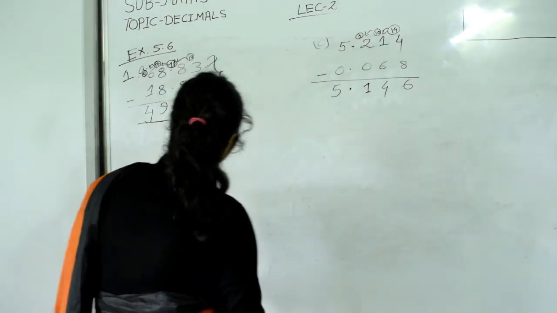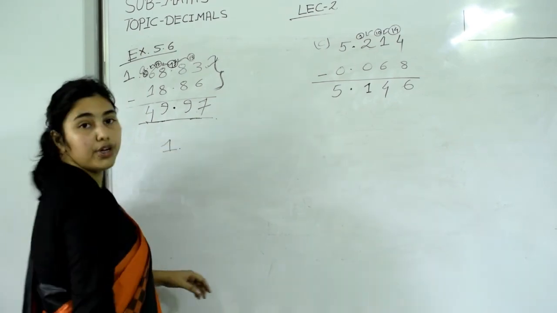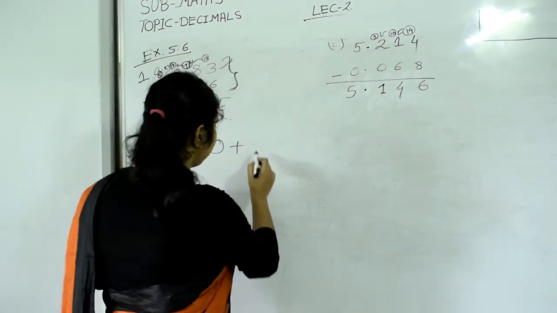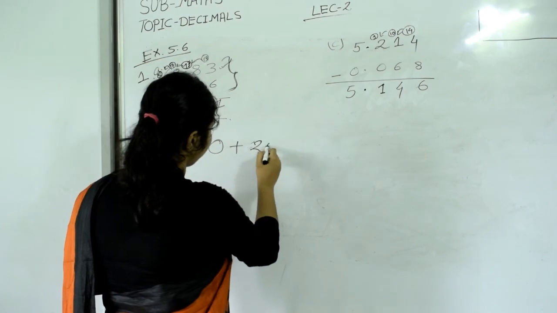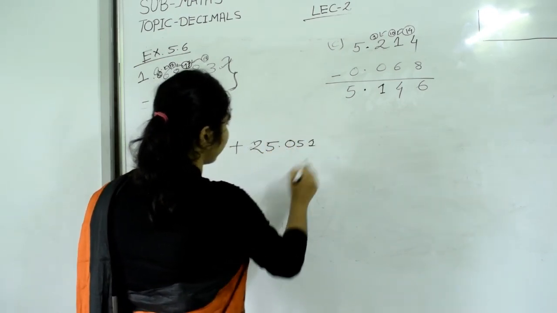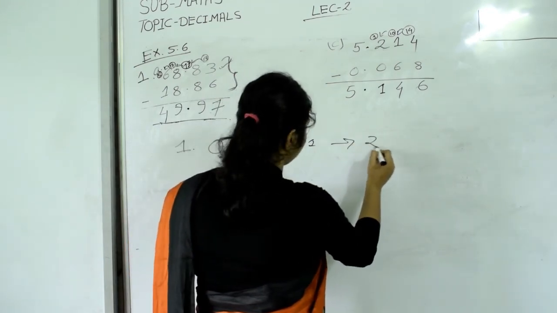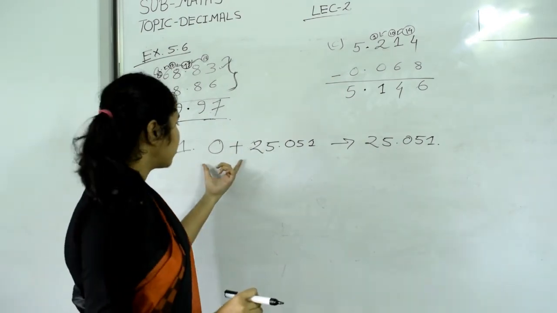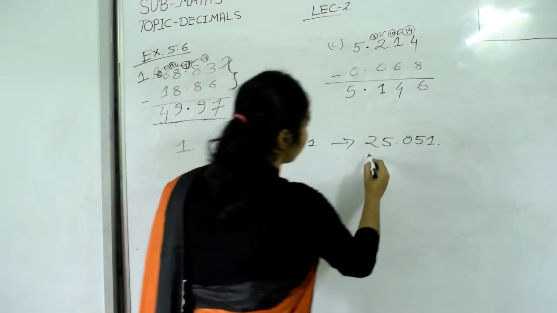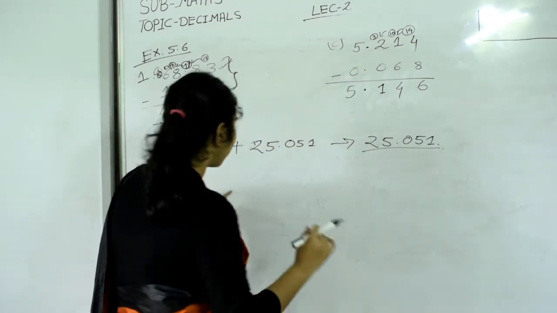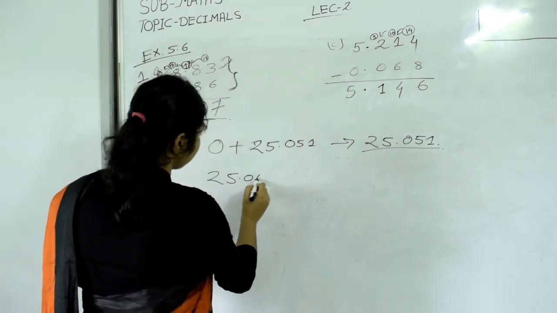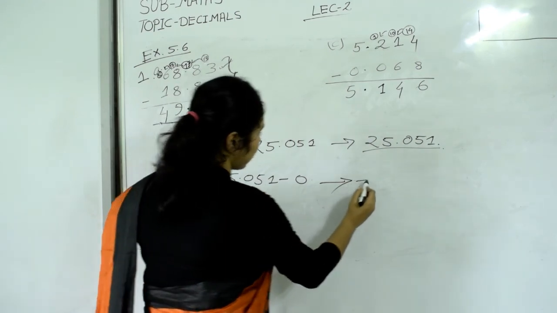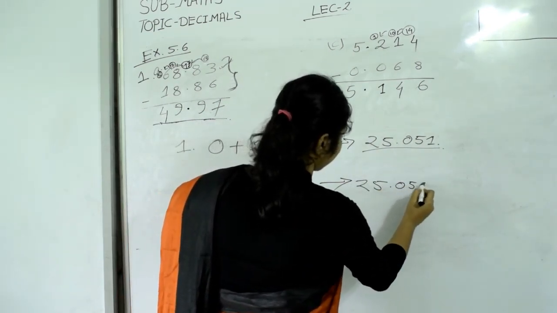Now, one important thing to know is that if we add 0 with a decimal number, suppose 25.051, it will give us the number itself, which means if we add 0 with any decimal number, it will give us the number itself. Similarly, if we subtract 0 from any decimal number, again it will give us the number itself. Okay?